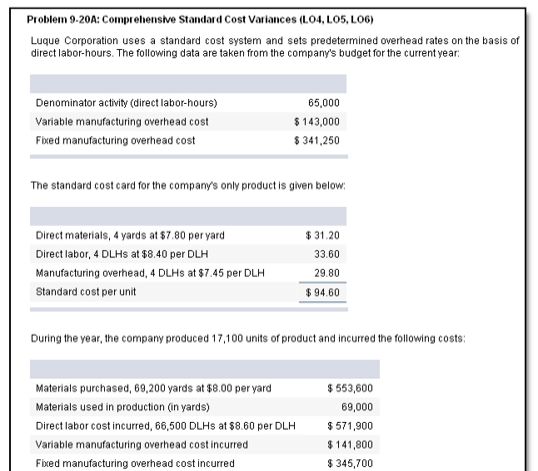Okay, let's take a look at this comprehensive standard cost variance problem. It's problem 9-20A, and I'll read it to you. Luke Corporation uses a standard cost system and sets predetermined overhead rates on the basis of direct labor hours. The following data are taken from the company's budget for the current year.